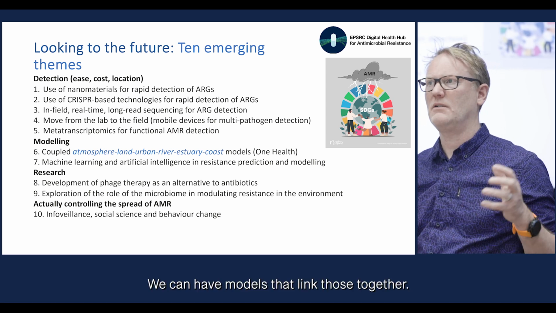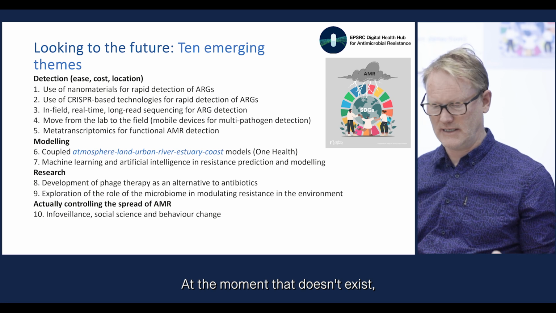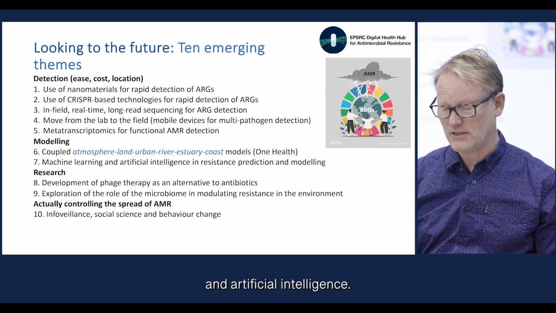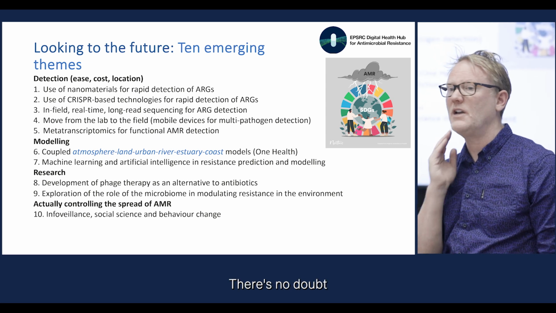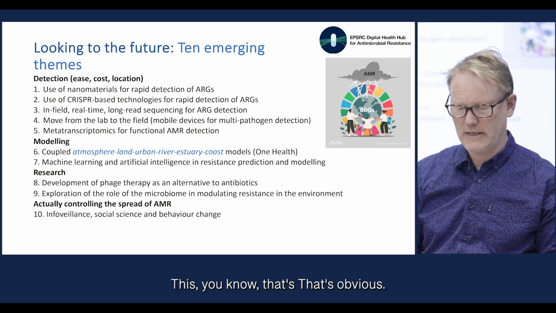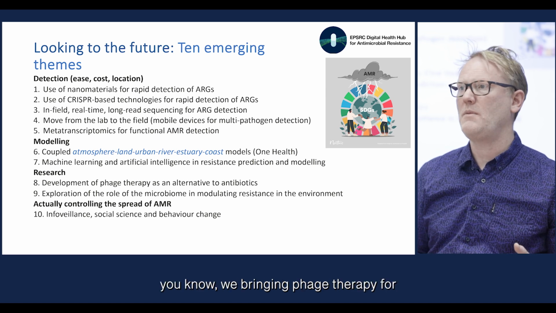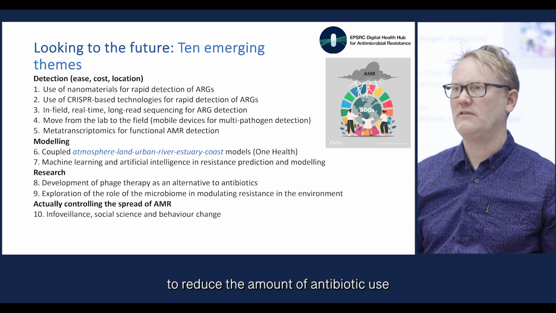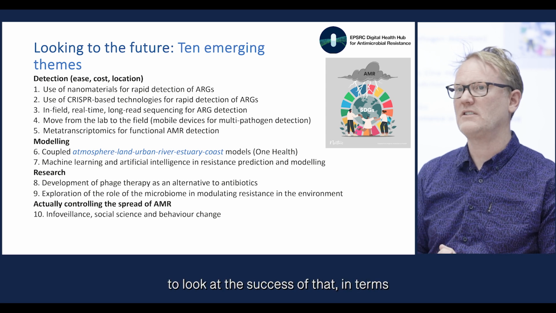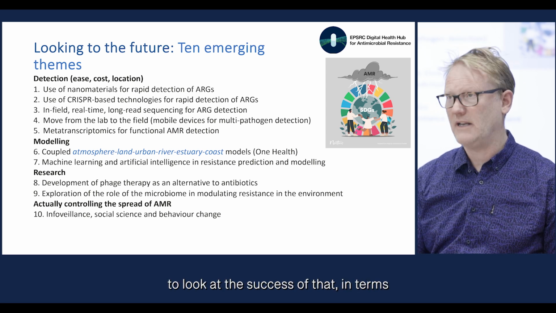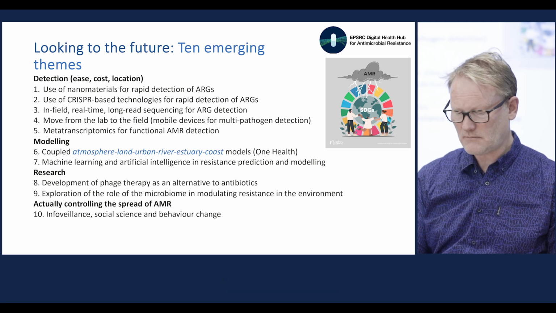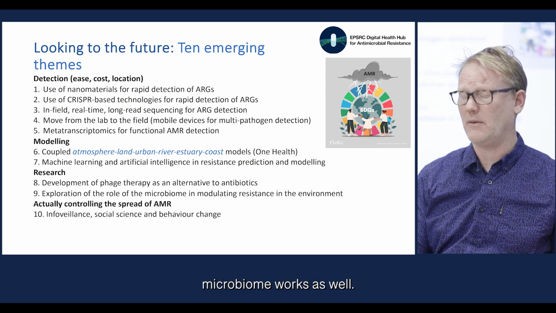We can have models that link those together. At the moment that doesn't exist, and that will require more machine learning and artificial intelligence. There's no doubt that there will be more research in this area. It might be that we bring in phage therapy to reduce the amount of antibiotic use, and we can use environmental monitoring to look at the success of that in terms of reducing the amount of ARGs in the environment, and looking at how the wider microbiome works as well, I think.